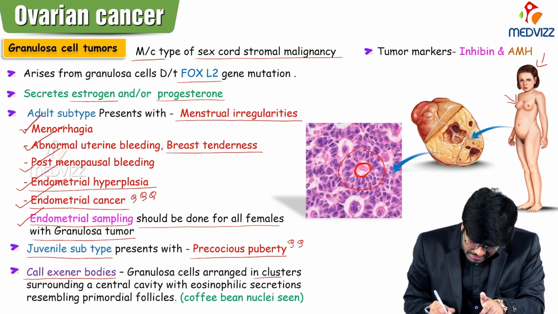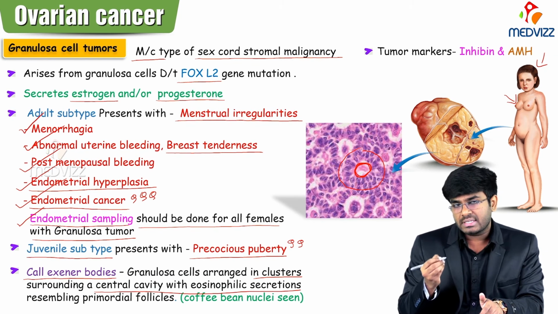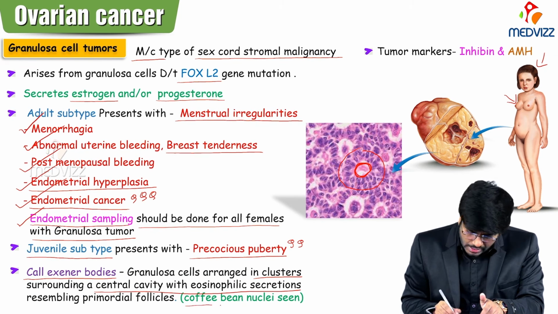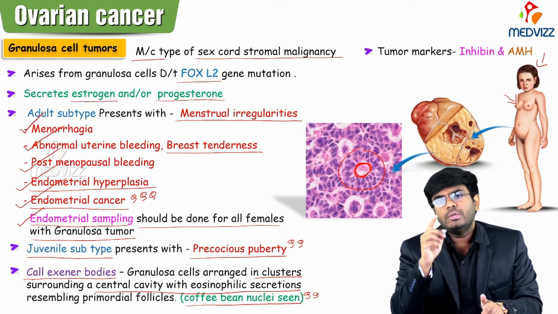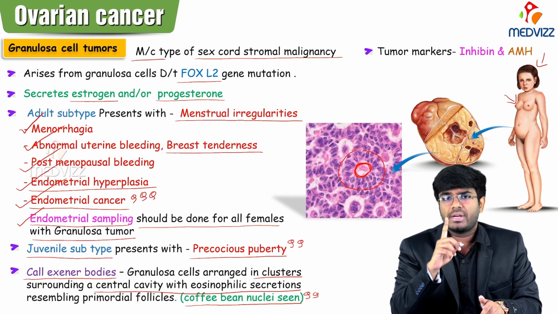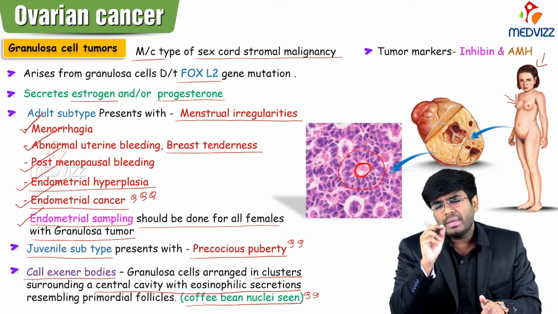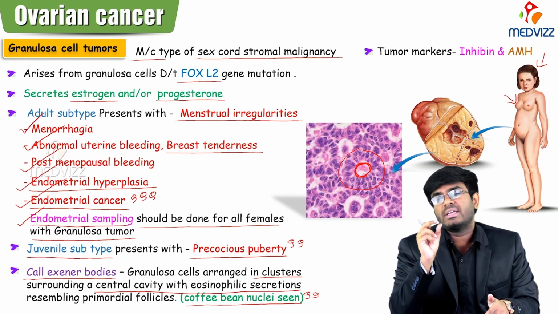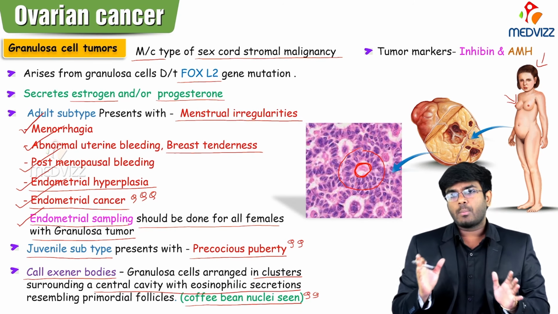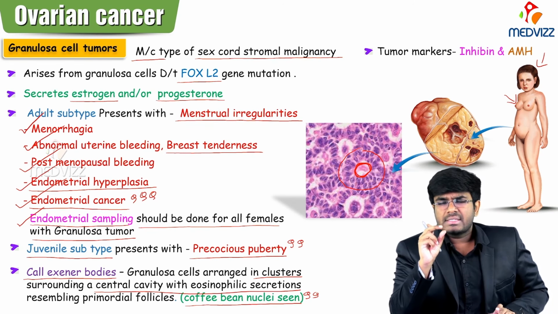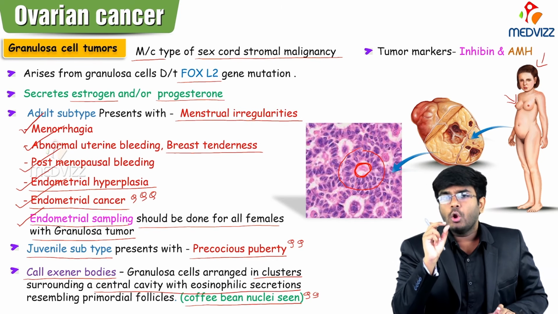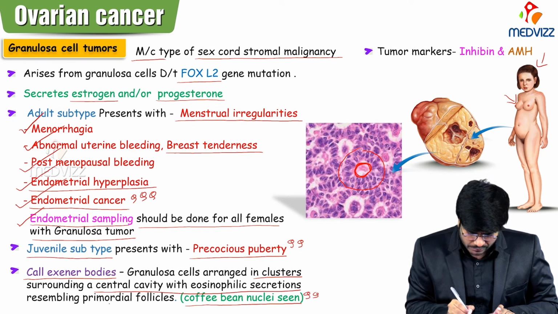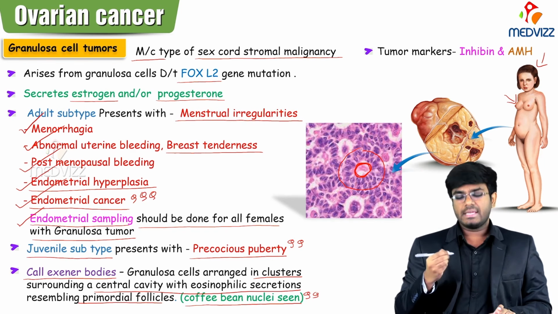So, granulosa cells are arranged in clusters surrounding a central cavity of eosinophilic secretions, and these granulosa tumor cells also have coffee bean nuclei. Important point: we have already seen that coffee bean nuclei are also associated with Brenner tumors, and I am also saying that coffee bean nuclei are mainly associated with granulosa cell tumors. Call-Exner bodies show an arrangement of tumor cells around an eosinophilic secretion, looking like a primordial follicle. These are the Call-Exner bodies seen on histopathology.